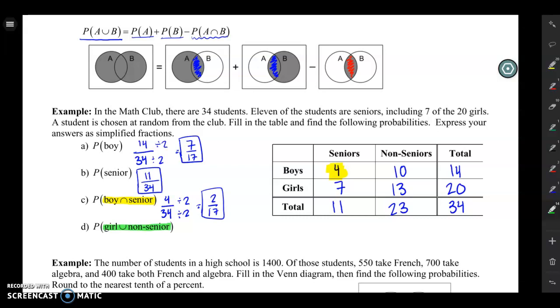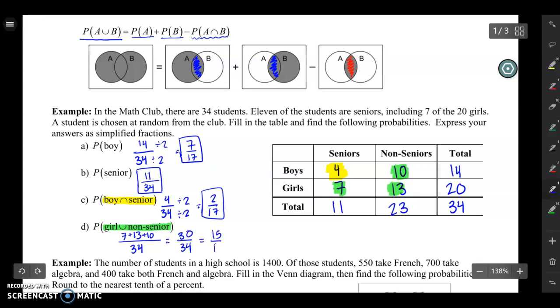So first of all, the girls. If I choose any of the girls, then that's part of my category. Also, all of the non-seniors. So basically everyone except for those senior boys is included in this category. So as I start calculating the probability here, I'm going to want to add up those 3 boxes. So I had 7 plus 13 plus 10 all over the 34, the total kids in the club. And that adds up to 30 over 34, which I can simplify to 15 over 17.